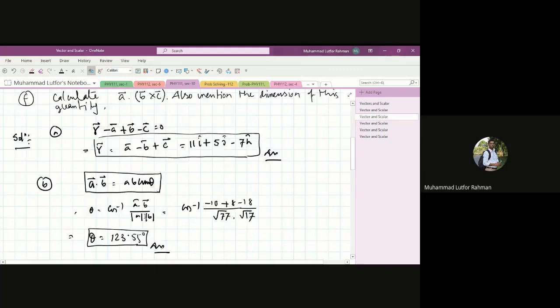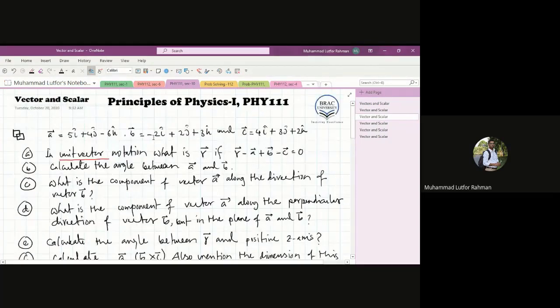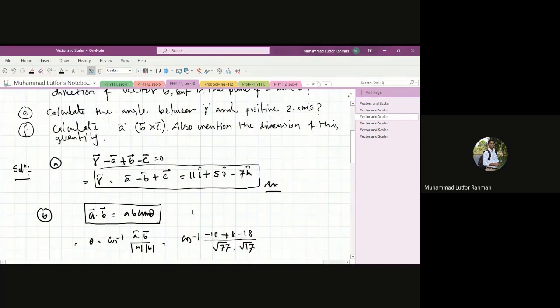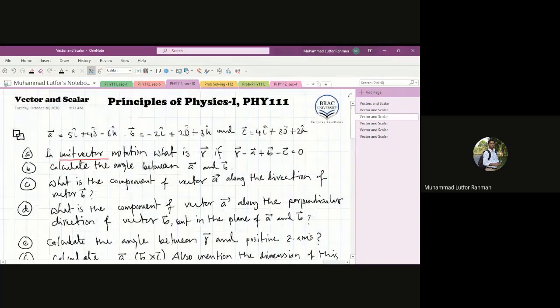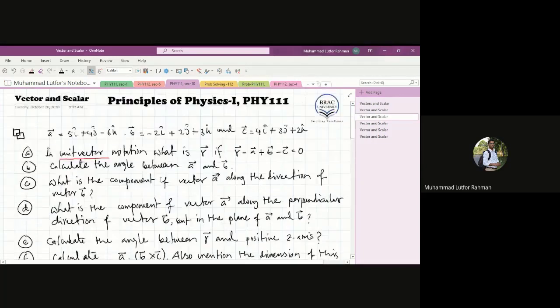I hope you can do that dot product. So look at this, 5 into minus 2, which is minus 10. I write down the minus 10. 4 into plus 2, which is plus 8. And minus 6 into plus 3, which is minus 18. So that's why I write in that form. Fine, so this is question number B.